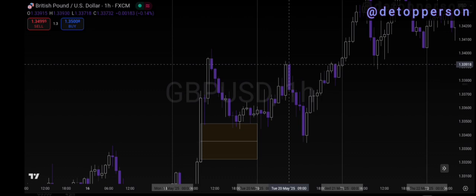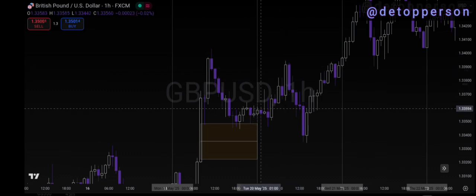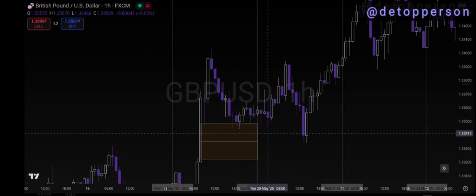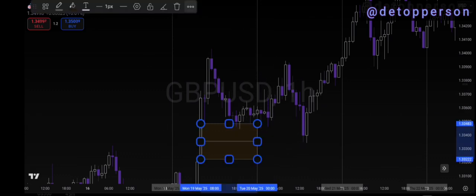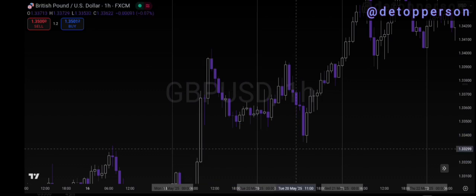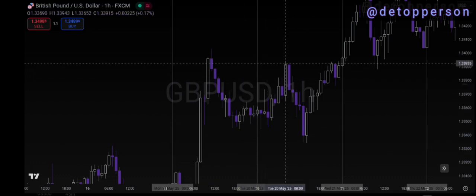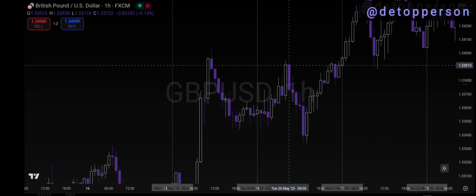Now on Tuesday, during the London session, this was the midnight opening on Tuesday. Now all of these right here are what? Liquidities. Let me just delete this. So all of these right here are what? Liquidities. When price got to this point, it traded above, then what next? The London session.